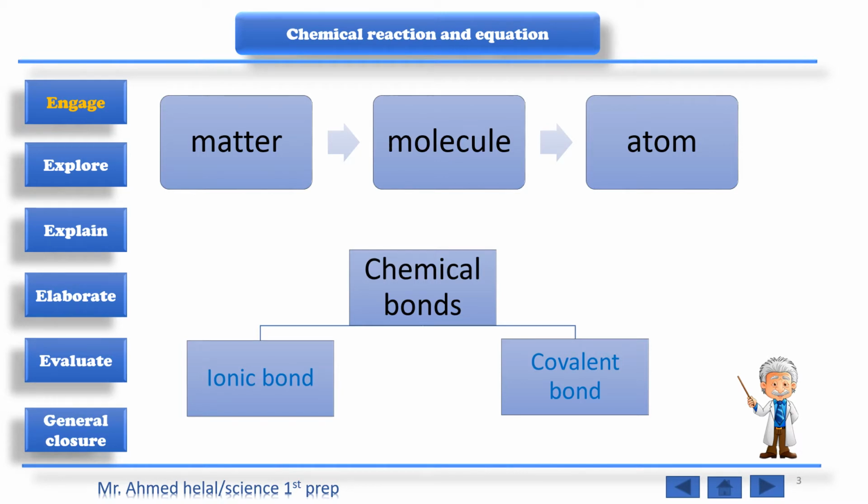As we know, matter consists of molecules, and the molecule consists of atoms. And we know that we have two types of chemical bonds, ionic bond and covalent bond.